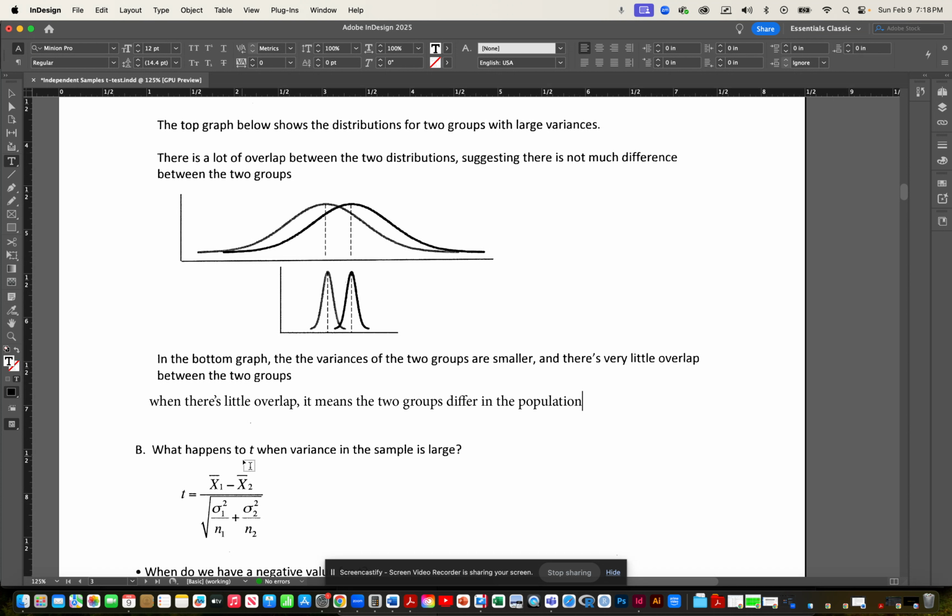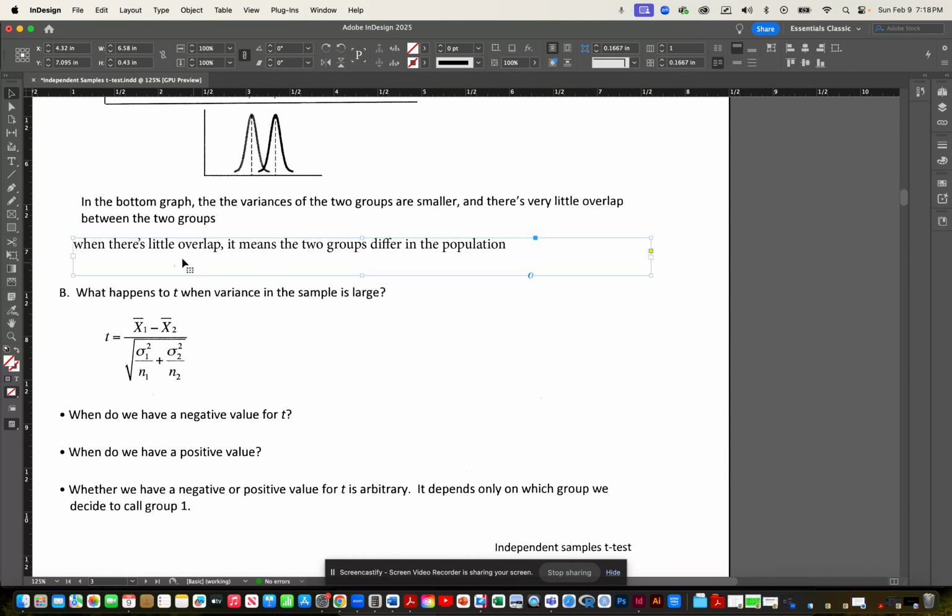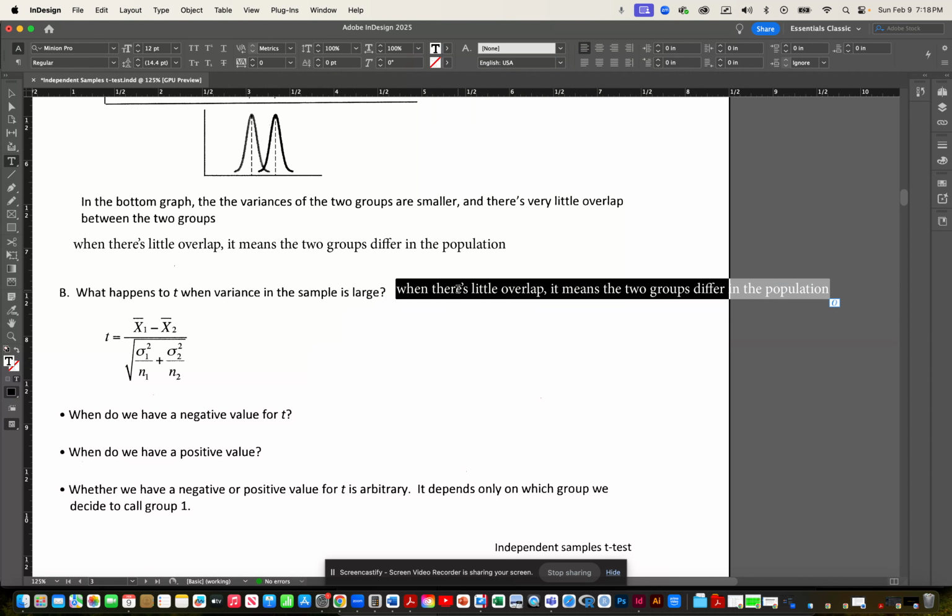All right, so next question. What happens to t when variance in the sample is large? So when we have a large denominator, think about fractions again. The larger the denominator, the smaller the result will be. So we get a smaller t. Or we'll put it this way: t gets smaller.